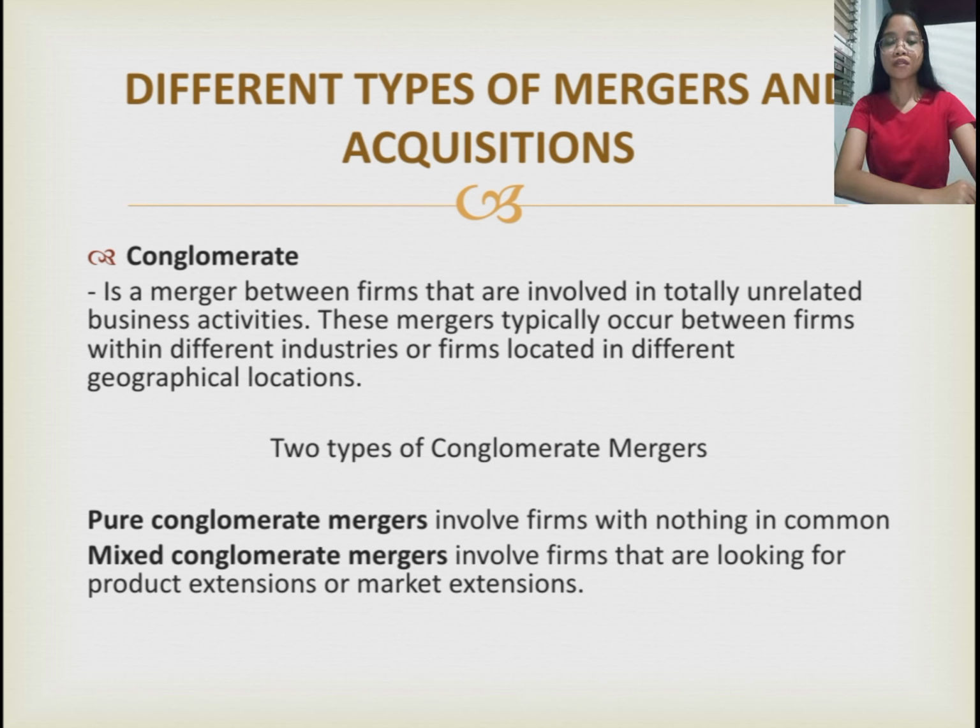We have two types of conglomerate mergers, the pure conglomerate mergers and the mixed conglomerate mergers. So when we say pure conglomerate mergers, it involves firms with nothing in common, while a mixed conglomerate merger involves firms that are looking for product extensions or market extensions.